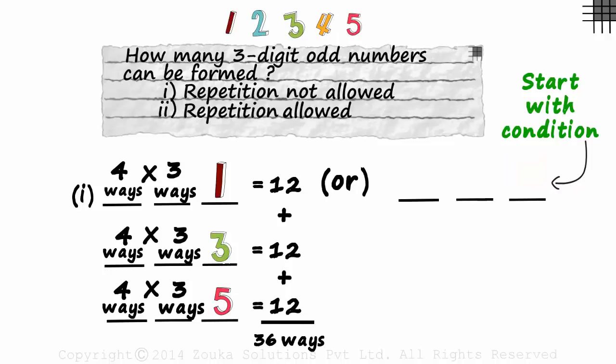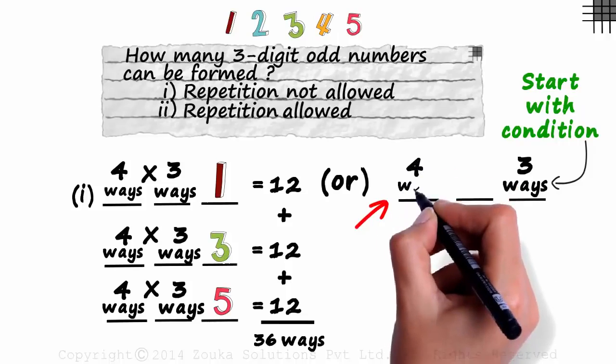In how many ways can we fill this slot? It can be filled with a 1 or a 3 or a 5. 3 ways. Now we can move on to the other 2 slots. 1 digit is gone. It doesn't matter what digit it is. If 1 digit is gone, then 4 remain. The hundreds place can be filled in 4 ways.